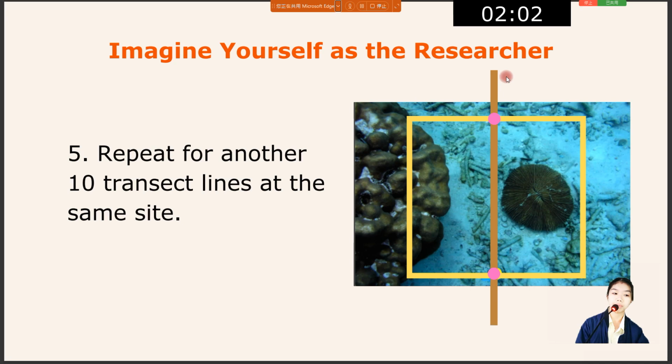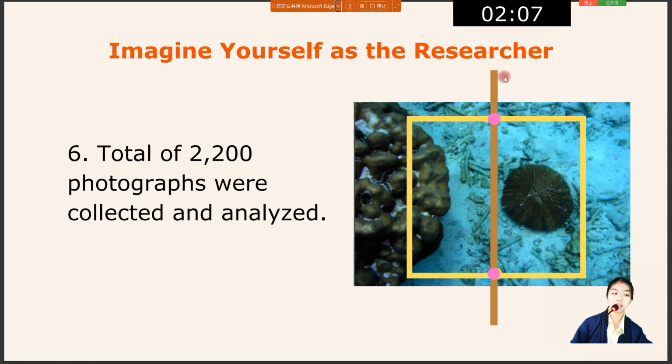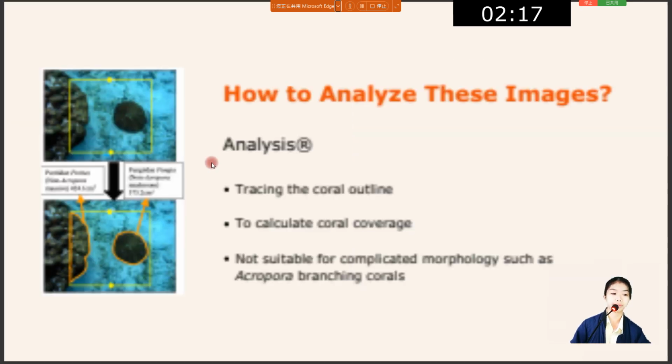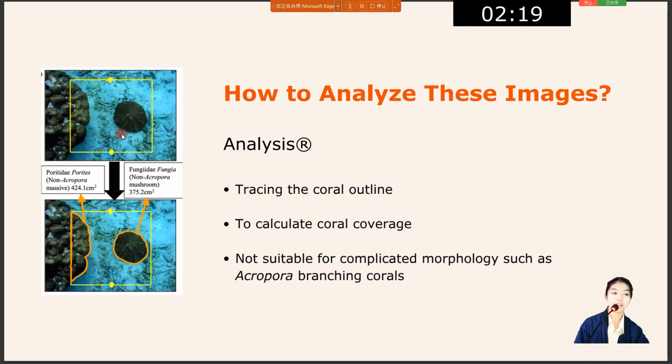Then you have to repeat for another 10 transect lines at the same site, which means for one site you have about 220 photographs, and for 11 sites you have about 2,200 photographs. After you collect all these images, you can analyze them using software called Analysis. Here you can see it helps you trace the coral outline and calculate the coral coverage.